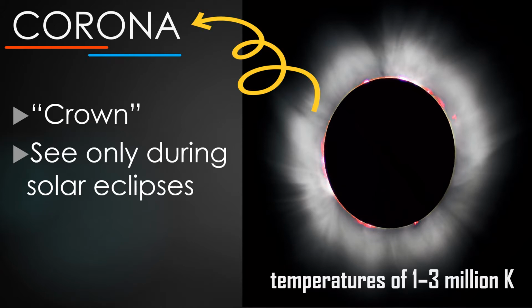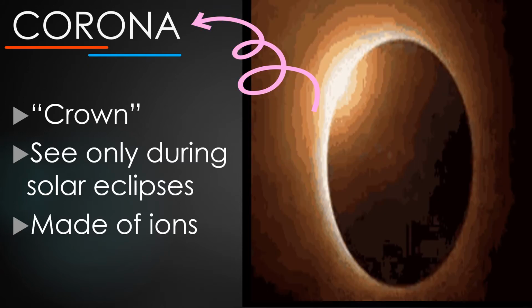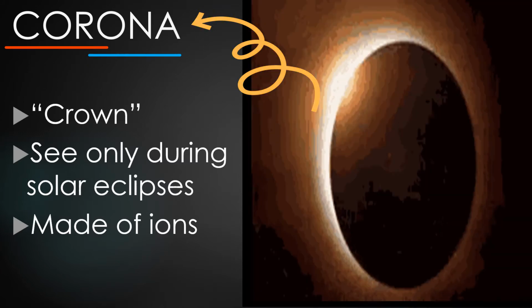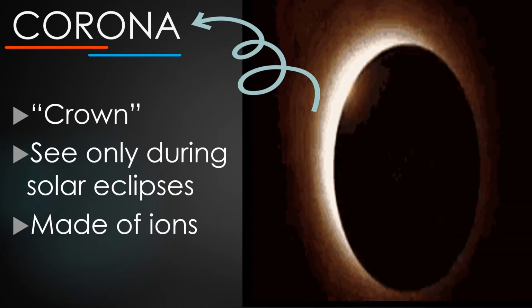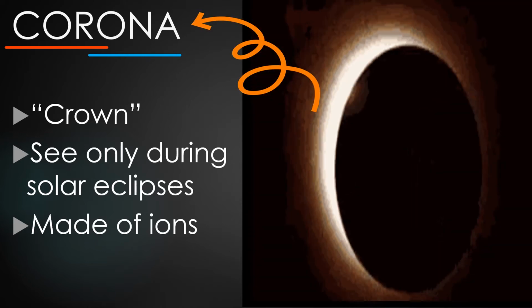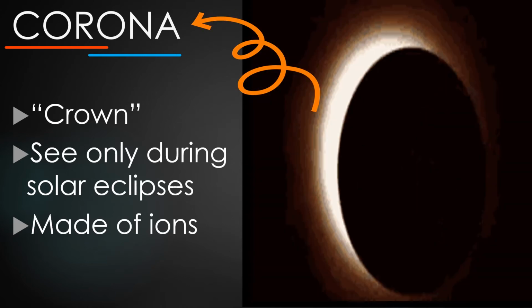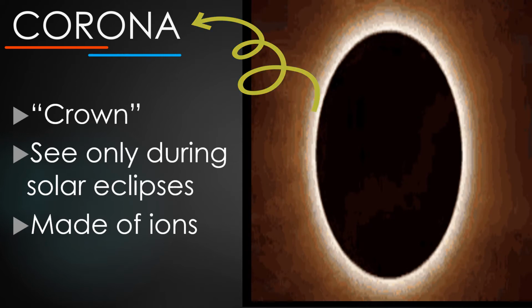Miss, what is a solar eclipse? A solar eclipse occurs when the new moon passes between the sun and the earth and totally blocks out the sun. So that is what you call the total solar eclipse. When the new moon passes between the sun and the earth and totally blocks out the sun, the corona appears. The corona is made of ions.